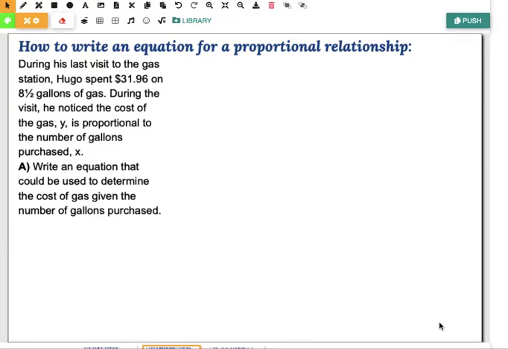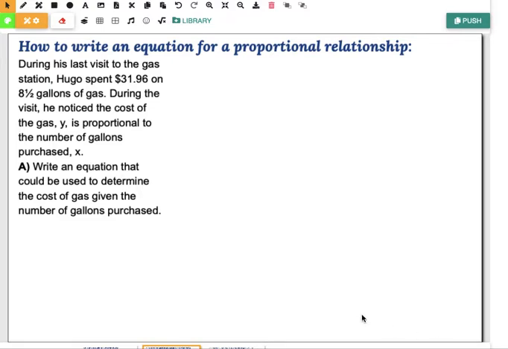During his last visit to the gas station, Hugo spent $31.96 on 8.5 gallons of gas. During the visit, he noticed the cost of the gas, represented by Y, is proportional to the number of gallons purchased, represented by X. Write an equation that could be used to determine the cost of gas given the number of gallons purchased.